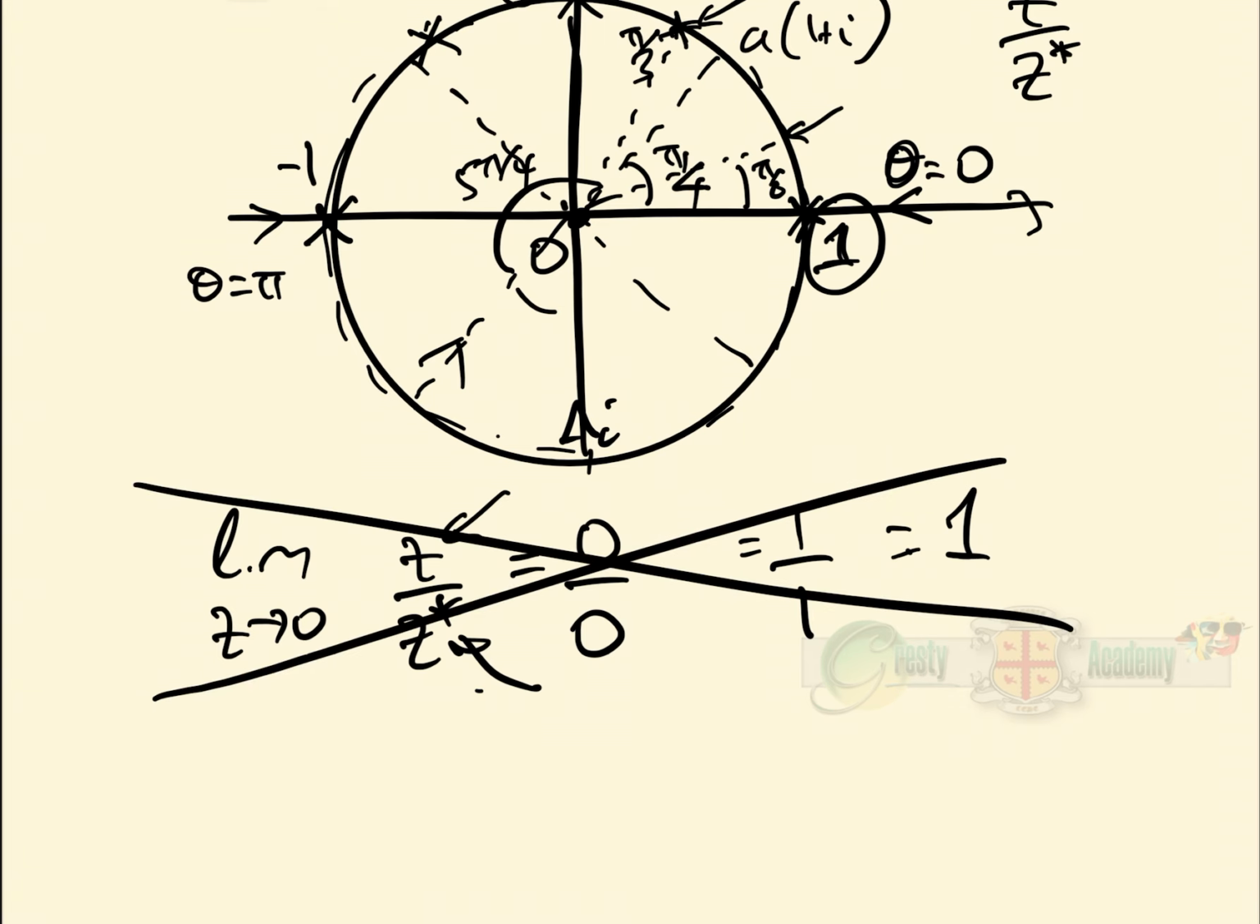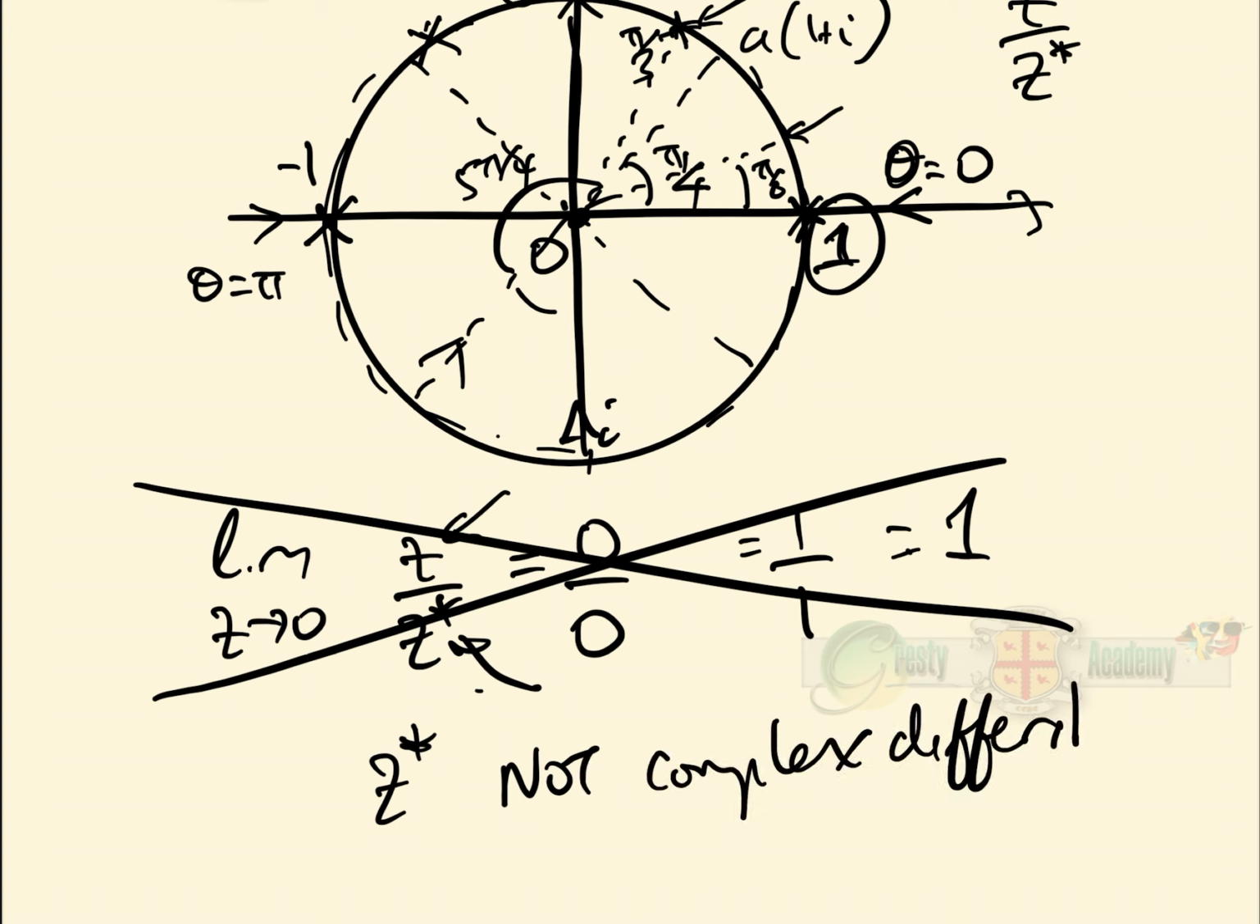The reason why you can't do that is because z conjugate is not complex differentiable, and it has to be complex differentiable in order for us to be able to use L'Hopital. That's why you can't use L'Hopital. Okay, well, I hope you found this useful and informative, and it's enlightened you as to the ways of complex limits.